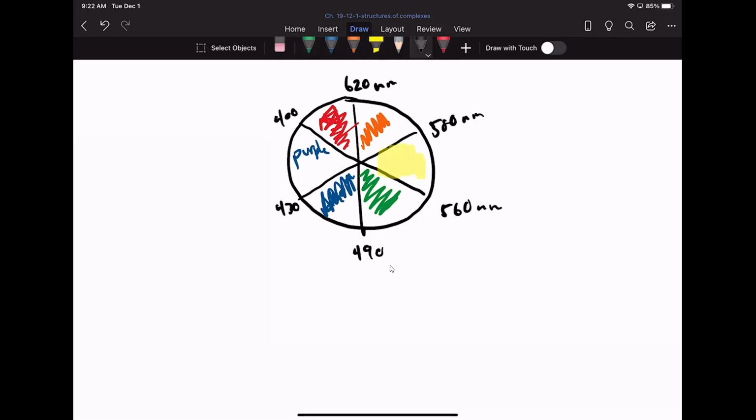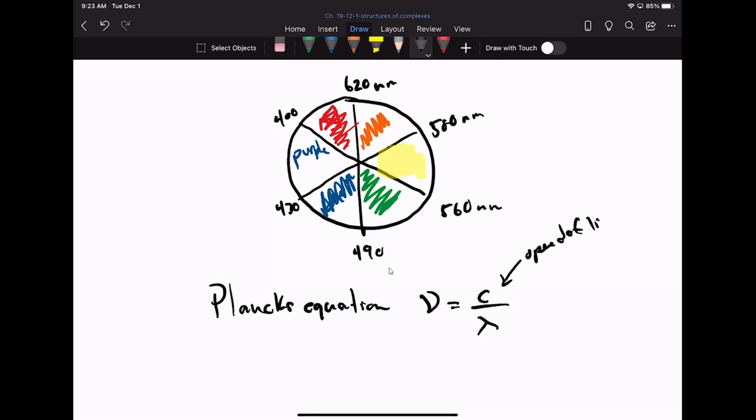So we're going to have to recall a couple of formulas, right? We're going to have to recall Planck's equation, where we have frequency. So frequency is equal to the speed of light over wavelength, right? This represents the speed of light. Jog that memory. We'll use 3.00 times 10 to the 8th meters per second.